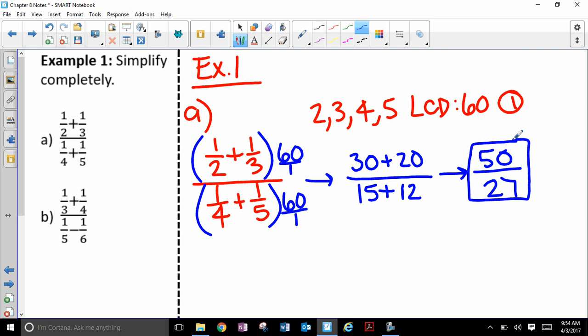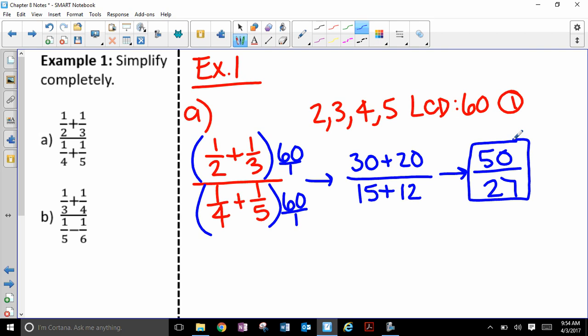Now you can check your answer. This one has no variables in it, so you could type in your calculator 1/2 plus 1/3 divided by 1/4 plus 1/5. You would need to put parentheses around the top stuff. So parentheses 1/2 plus 1/3, and then parentheses 1/4 plus 1/5, and then you're dividing those.